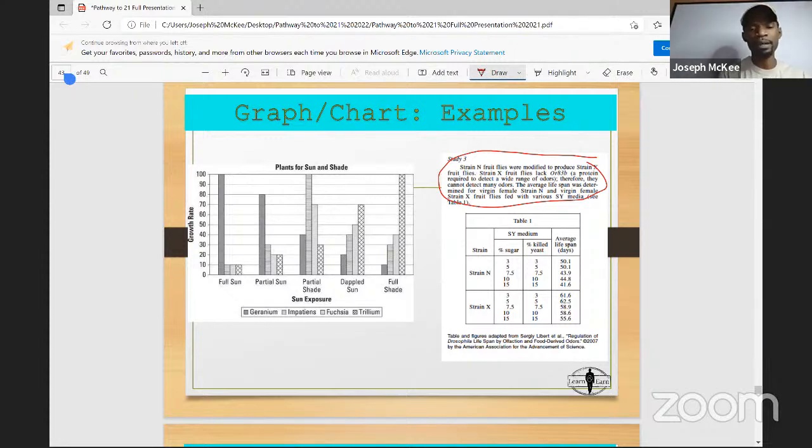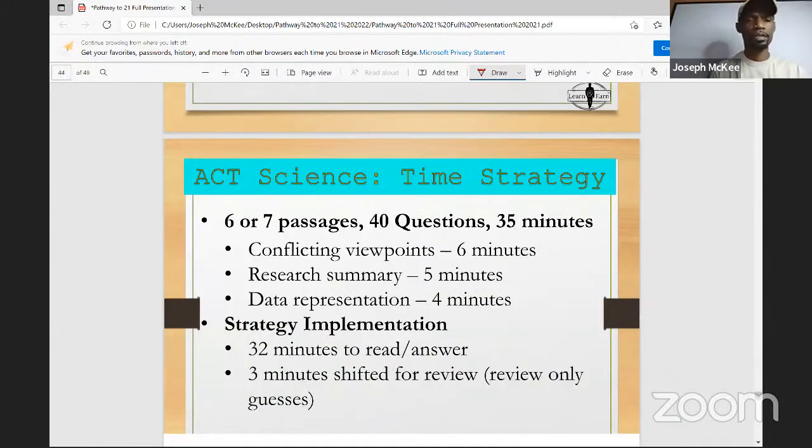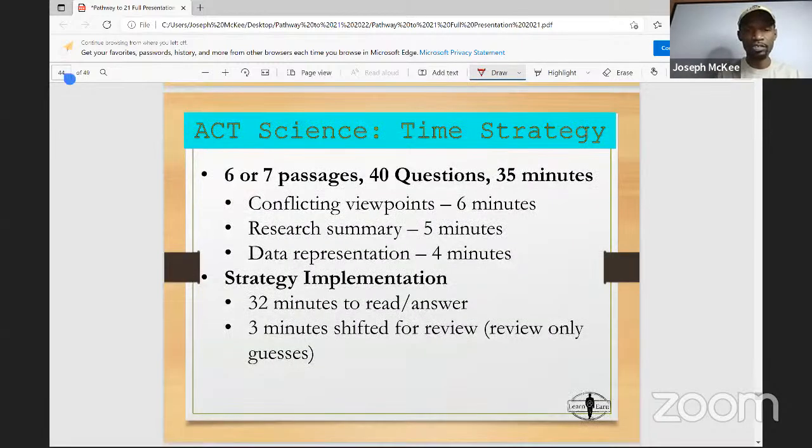So you've got to be able to read and interpret what these types of charts and graphs are telling you. So how do you do this? There'll be 6 or 7 passages. Again, 40 questions, 35 minutes.